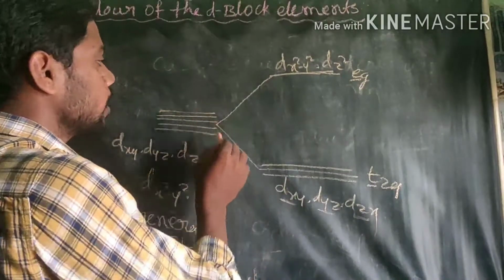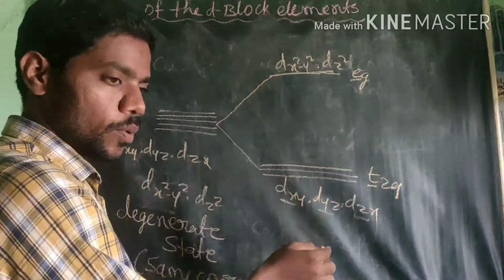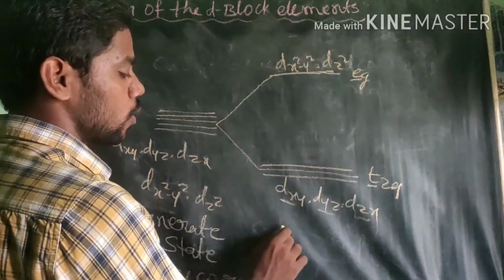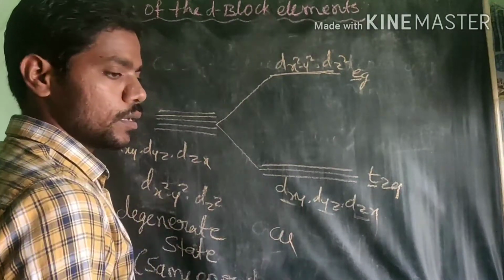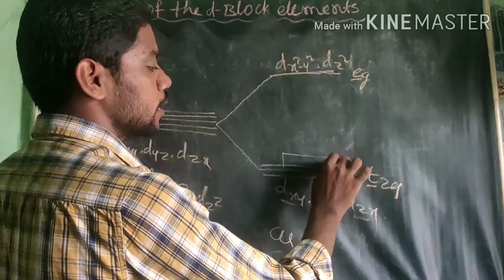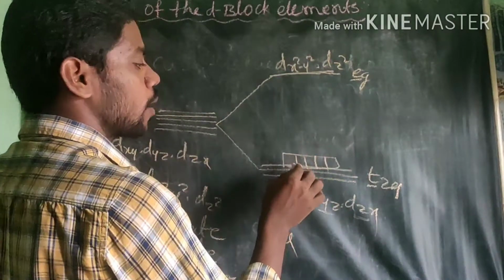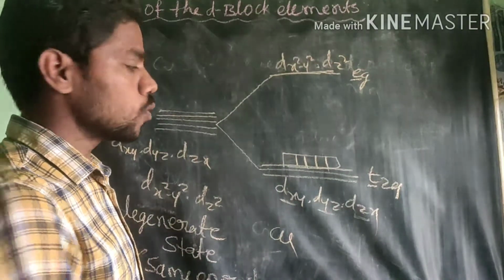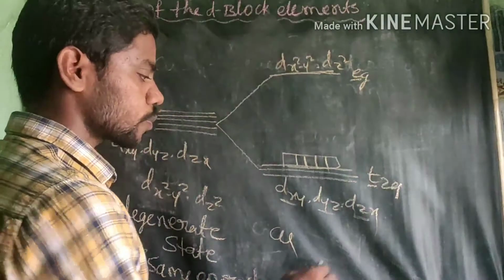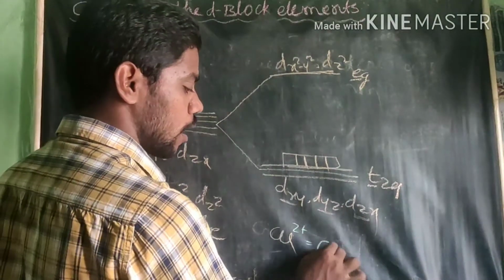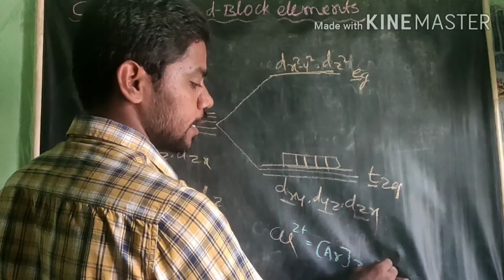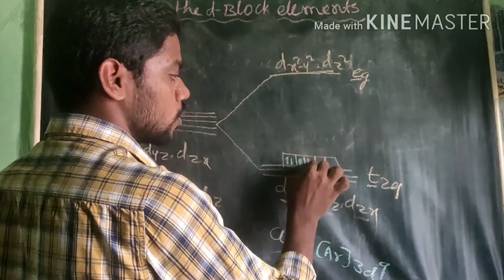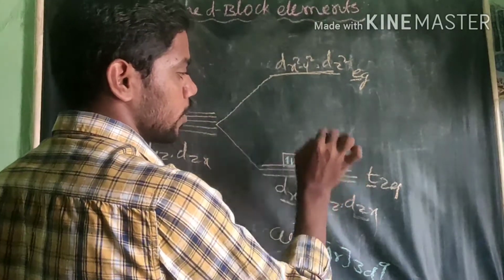If you give some external energy to the compound, for example, take copper. Copper 2 plus or copper plus. Copper 2 plus means how many outermost electrons? If you write copper 2 plus, it is argon 3d 9, right? 9, dear students. 9 means here 2 electrons, next 8. Only one unpaired valence electron will remain.